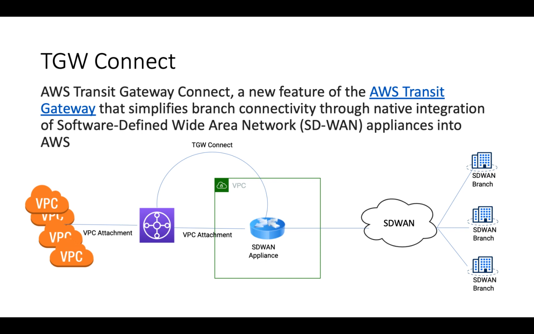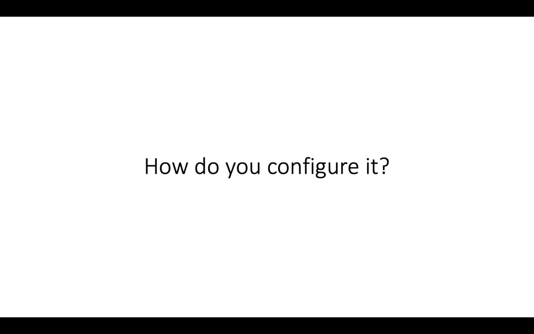With GRE, which is a much more lightweight encapsulation, it helps to achieve higher throughput and there is no processing cost. So this is the whole idea about TGW Connect, which enables you to extend your branch connectivity using SD-WAN through this transit VPC in a much cleaner and more efficient design. Now we'll move to the demo, and I'm going to talk about how you can configure it.